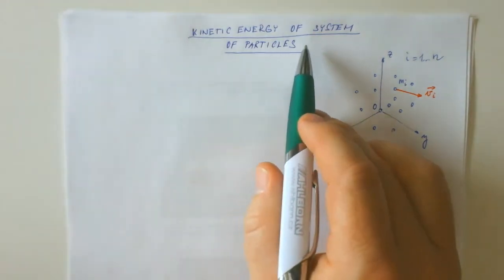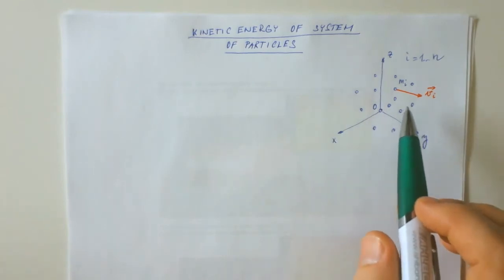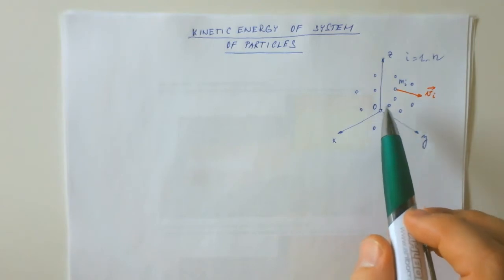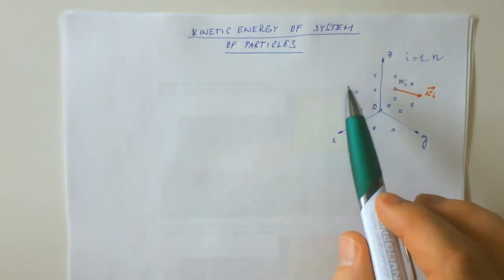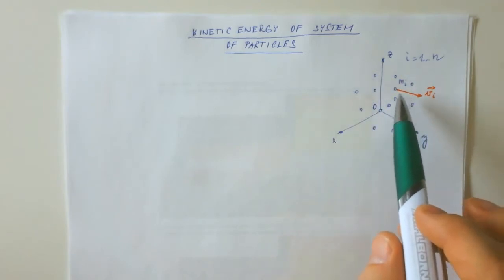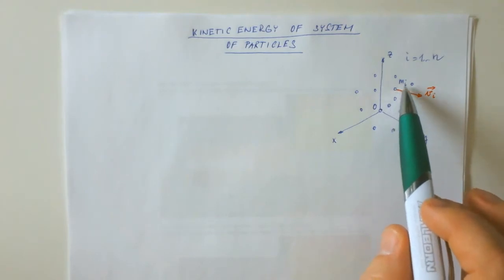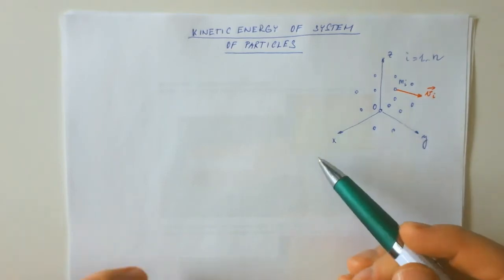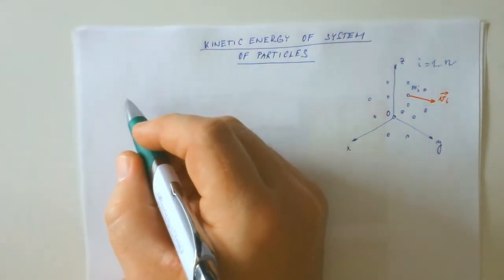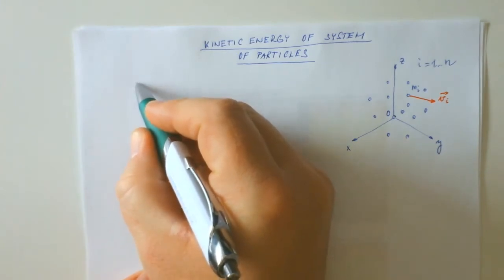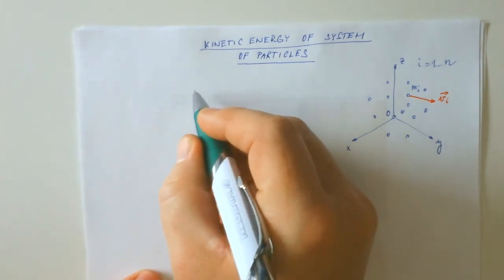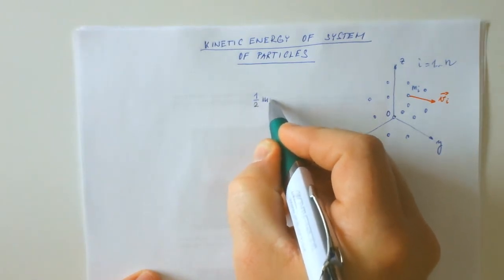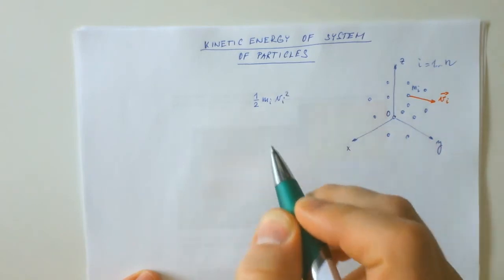Kinetic energy of system of particles. So we consider the system of particles in three-dimensional space. So let's consider from a group of particles we select one ith particle with velocity vi. Kinetic energy of one particle, or ith particle, is 1/2 of mi vi square.